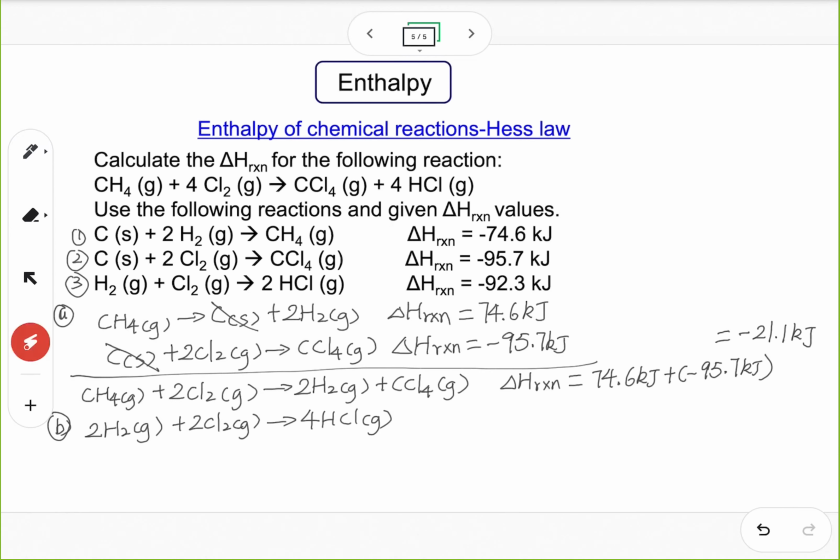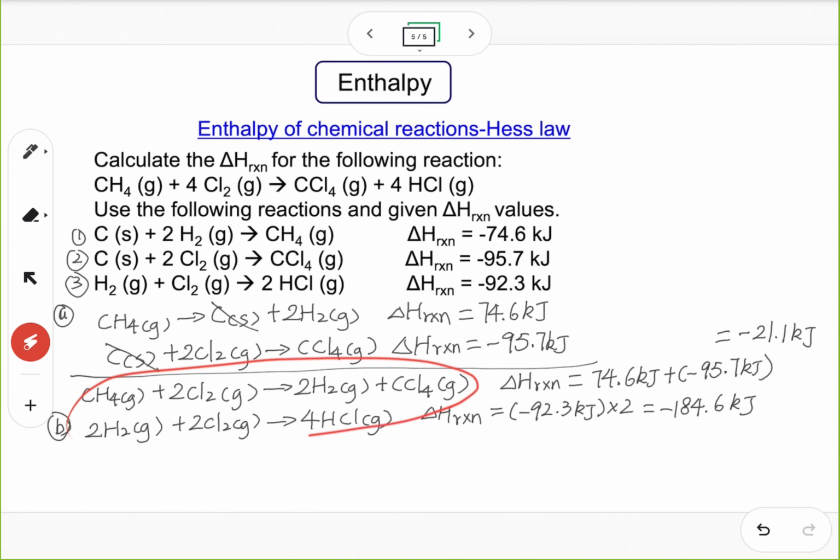According to rule number one we discussed in the previous slide, when you multiply a factor in a chemical reaction, you need to multiply the delta H for that reaction by the same factor to identify the delta H reaction of this reaction. In other words, the delta H reaction associated with this reaction is going to be negative 92.3 kilojoule times 2, which equals negative 184.6 kilojoule.